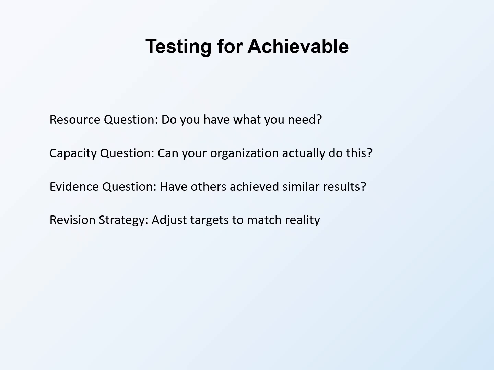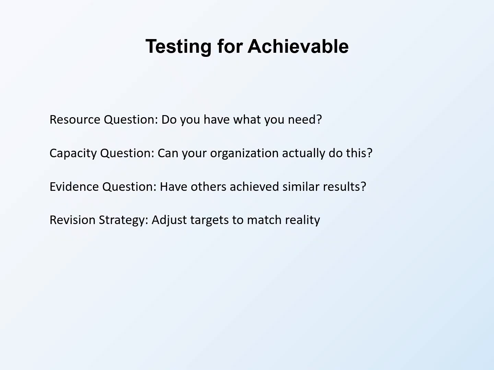Testing for achievable involves reality checking your targets. The resource question asks whether you have what you need. Review your budget, staffing, and partnerships. Are they sufficient for the objective? If not, either get more resources or reduce the target.